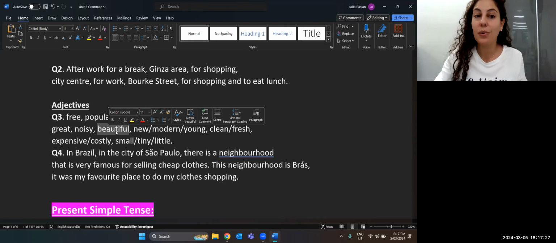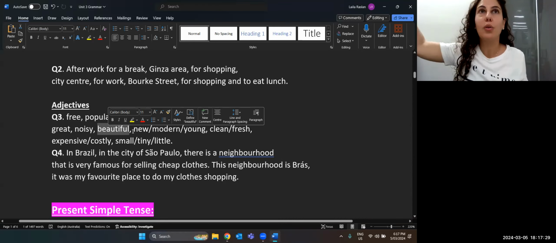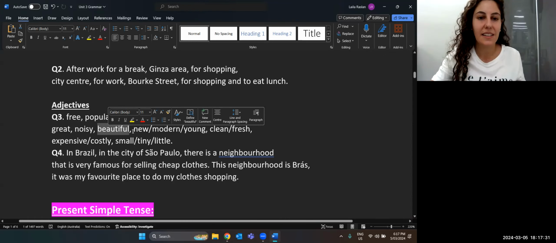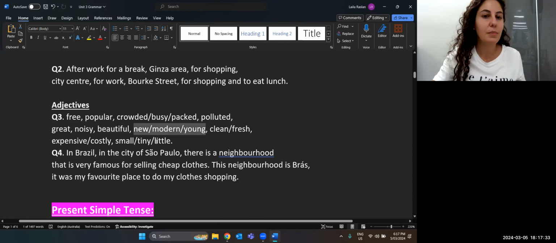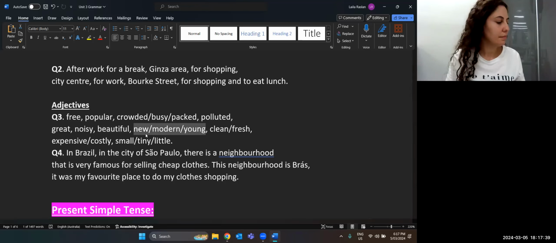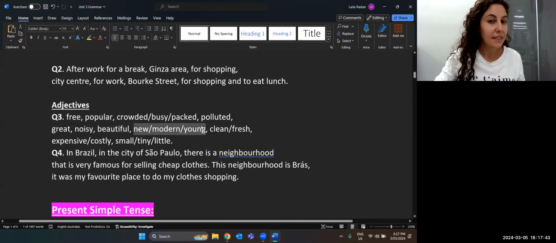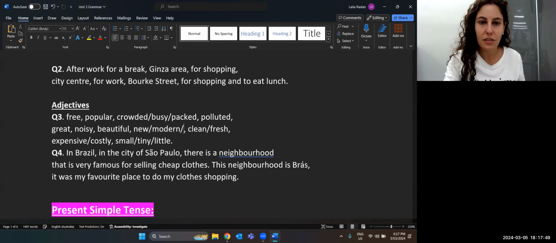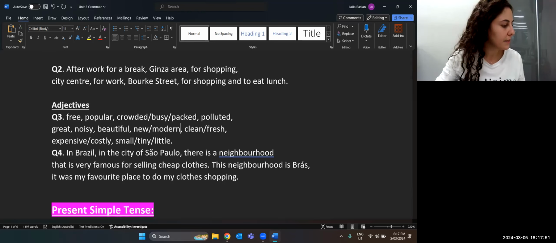If something is old, because we could have old buildings, ancient buildings, the opposite would be new. It was a very modern building. It was a very modern place. Young, but we don't really talk about it for a place, I'm just showing you another adjective. Maybe that's not good because we don't say that for a place.